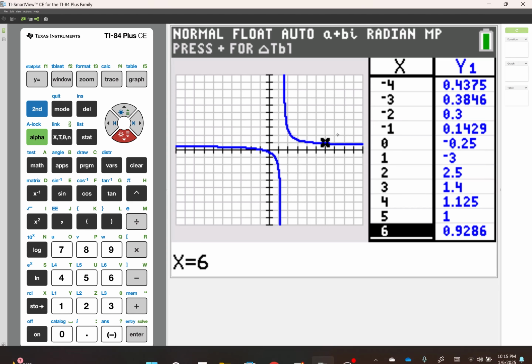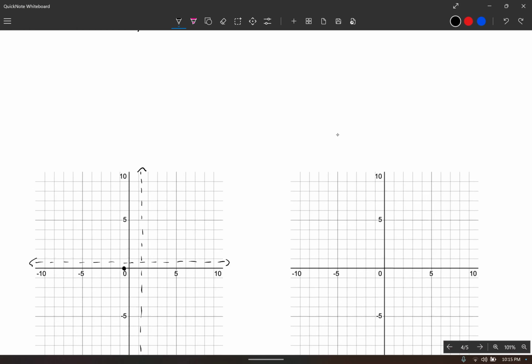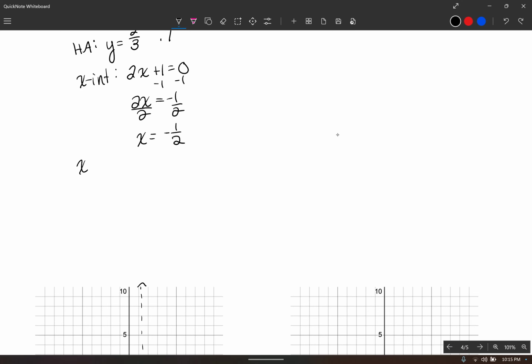All right, so we're going to fill in our table with those values. So we had negative 6.5, negative 2.3, 0, negative 0.25, 1, negative 3, 2, 2.5, and 5, 1. All right, and we're going to graph those points.